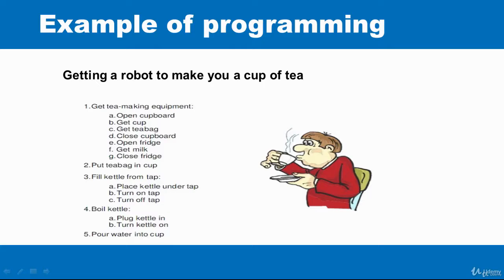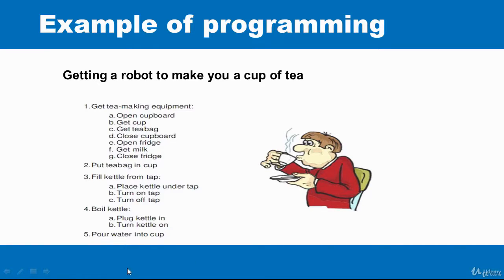I've got an illustration here of a computer programming. So in this example here, I'm getting a robot to make a cup of tea. So when you're providing instructions to the computer, you need to provide it in a step-by-step sequence for the computer to follow. This is referred to as an algorithm. If the steps are not followed in order, then you will not get the desired result. So for example, if you reverse the steps, then you will not get the desired outcome.